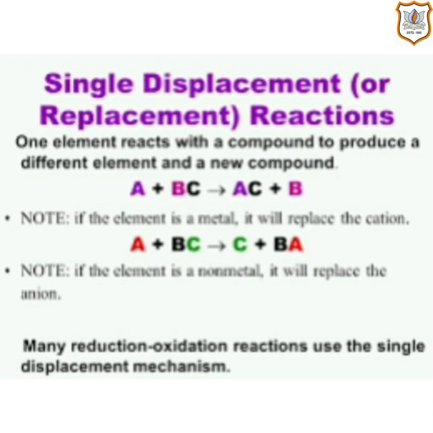Here you must remember that if the element is a metal, it will replace the cations, and if the element is a non-metal, it will replace the anion. Here a question comes: how do we know which element is more reactive than the others? In chemistry, we have two different types of activity series, for metals and for non-metals.